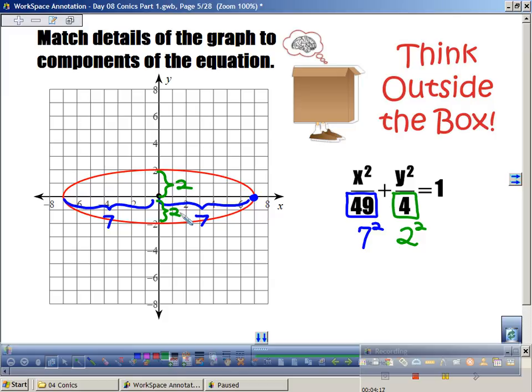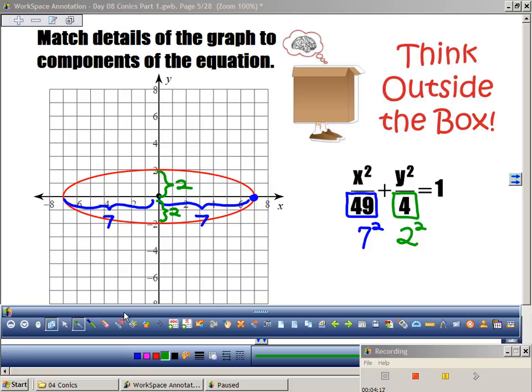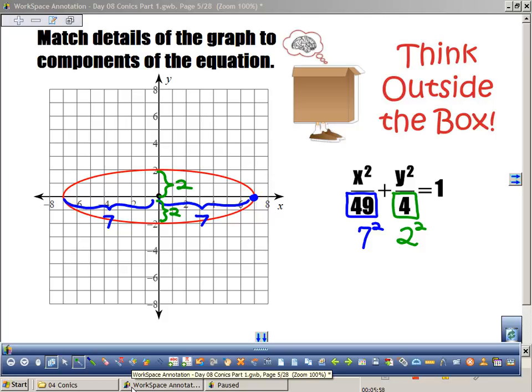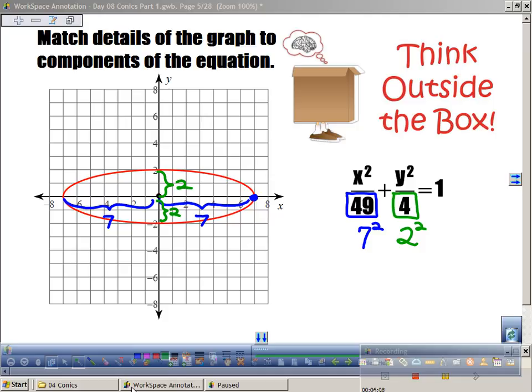Unfortunately, p goes to the focus, and we're not going to take this as far as going to, because let's see. Do I really want to do this? No. I don't. We'll wait to the end. I could tell you what p is right now just by looking at these two numbers. Subtract them. So 49 minus 4 would be 45. So the square root of 45 would be my focus.